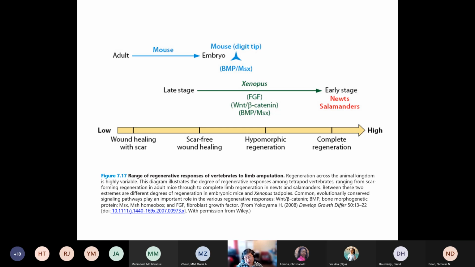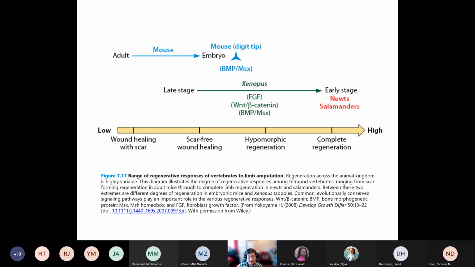This sounds so trivial, right? But that means the animal at least has some regenerative power. As you can see, the regeneration is around here. It's scar-free, and it should be hypomorphic. That means the regeneration is not complete. You just gained a little bit of a digit tip, not completely.